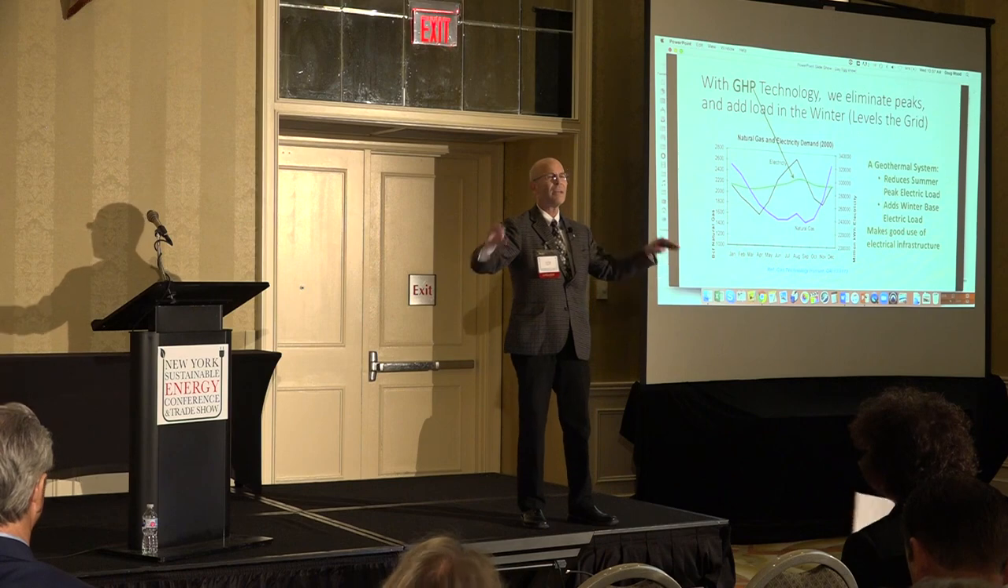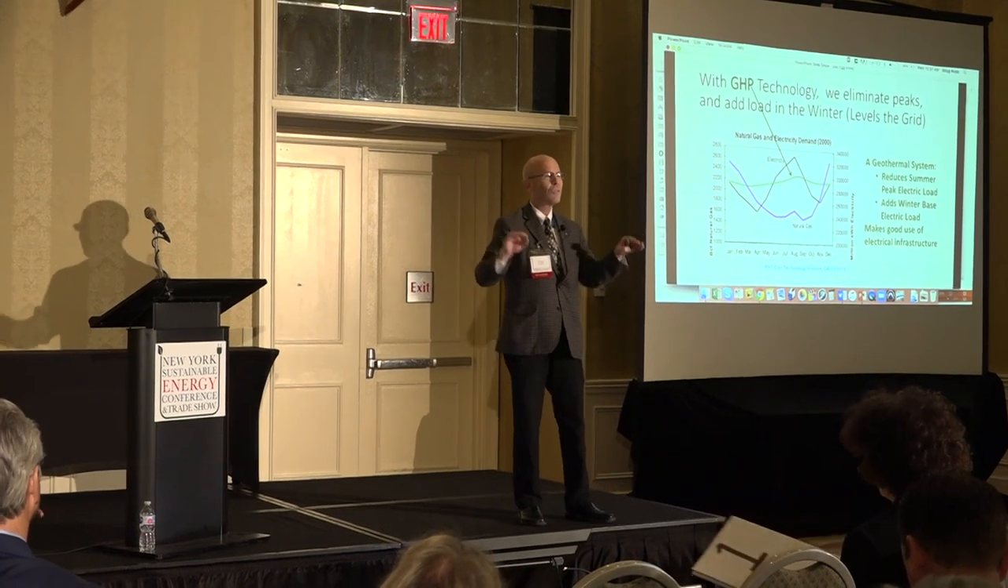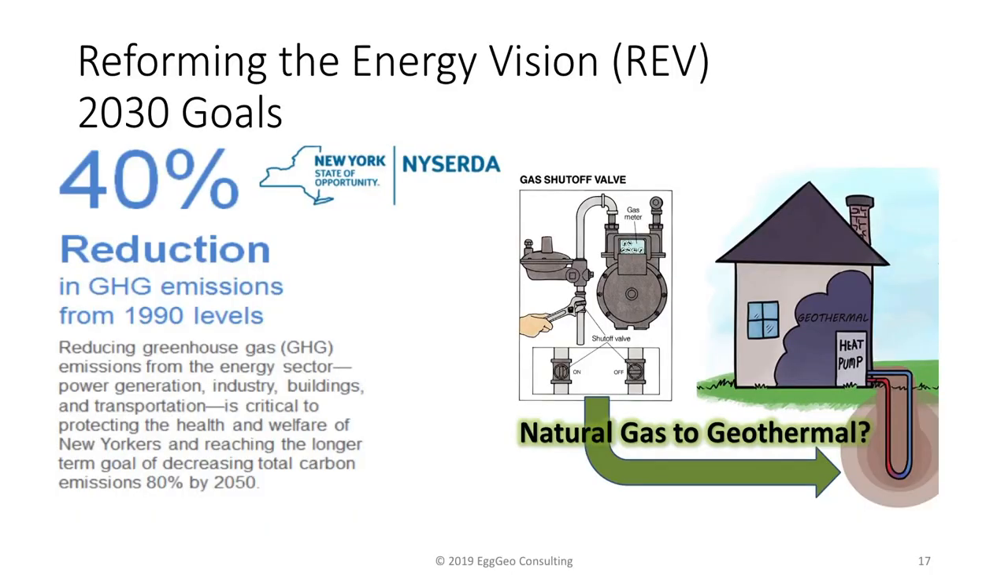But they level it, and they optimize the use of electricity year-round. That decreases the cost per kilowatt and increases the efficiency of an electrified society. New York, Reforming the Energy Vision, says we've got to reduce emissions by 40% by 2030. The only way to do that is to turn off the gas.